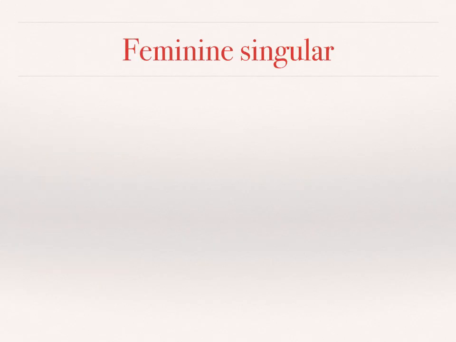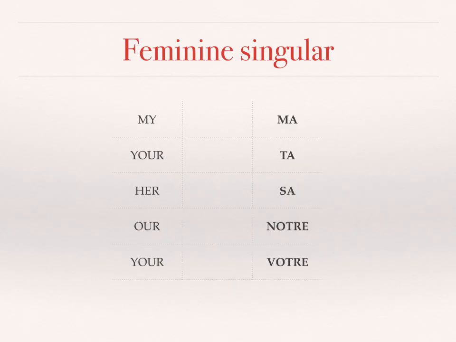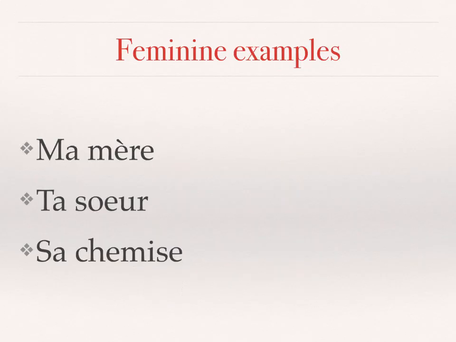Now, the feminine, singular, so my, you say ma, your, ta, her, sa, our, notre, your, votre, their, leur. Some examples. Ma mère, my mom, ta sœur, your sister, sa chemise. Alors, sa chemise could be his shirt or her shirt. We don't know because sa agrees with chemise, which is feminine in French, sa chemise.